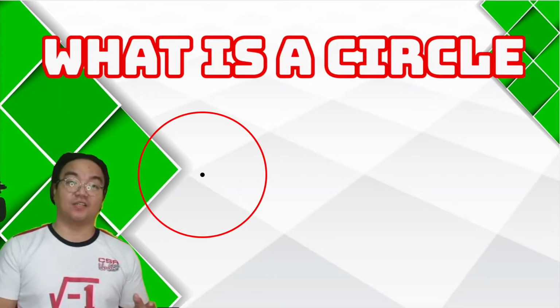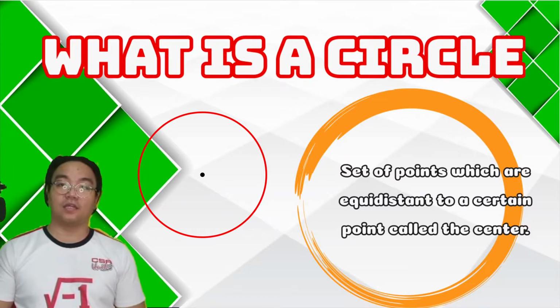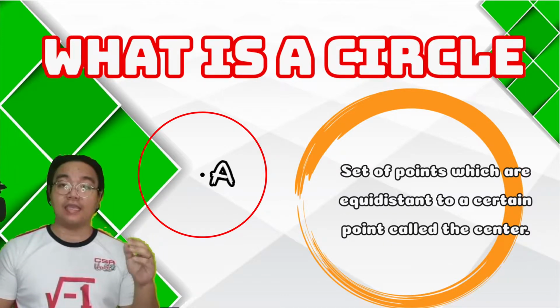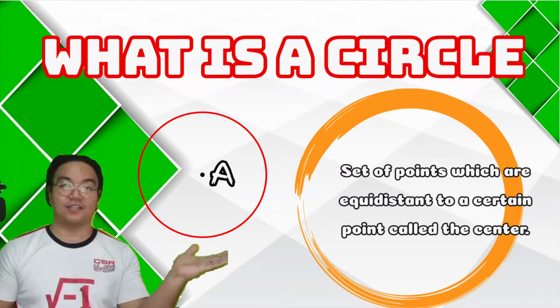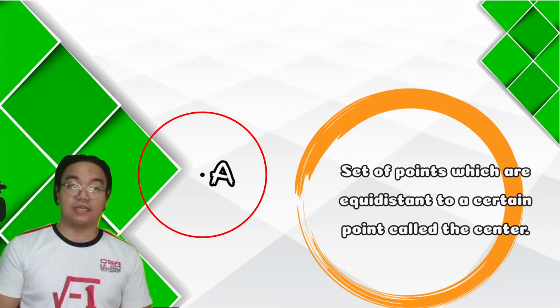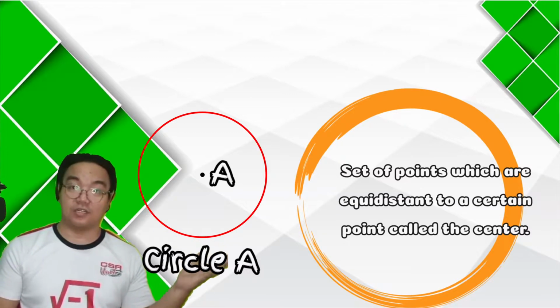What is a circle? A circle is defined as a set of points in a plane that are equidistant to a certain point called the center. Since the center is a point, we use a capital letter to name it. So let's use point A as the center of this circle. A circle is named by its center. Thus, this circle is named as circle A.